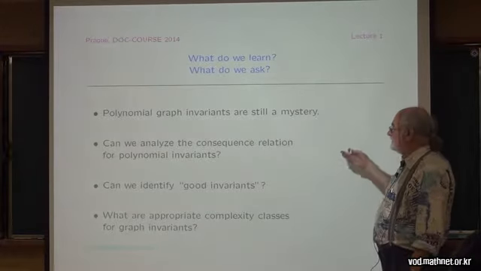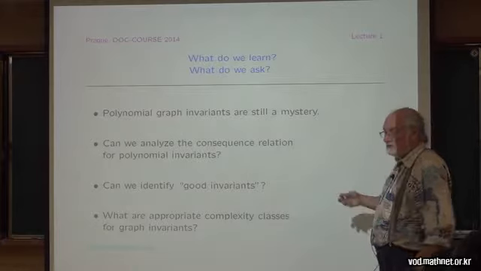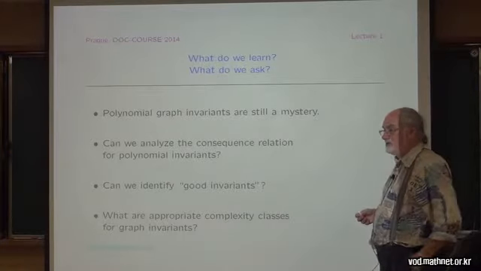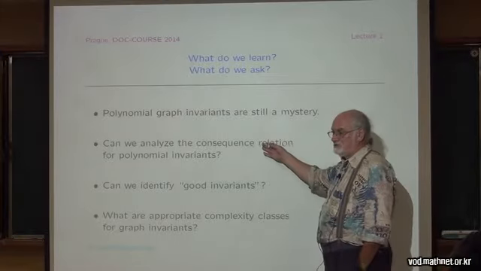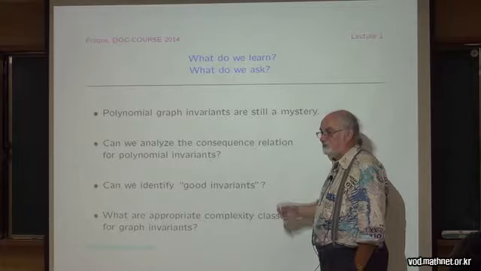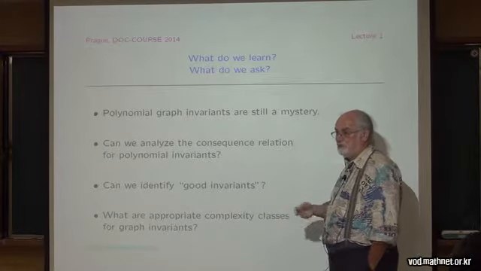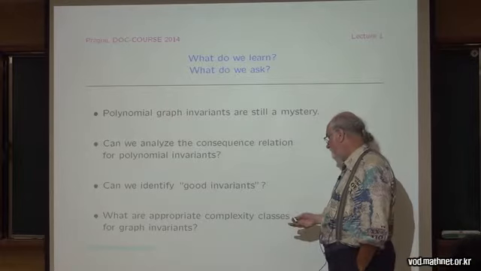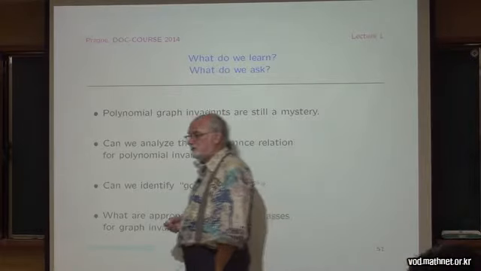So polynomial graph invariants are still a mystery somehow. We have seen that there may be something exciting there. But we haven't looked very seriously at this consequent relation. Can we identify what it means to be a good graph polynomial, a good graph invariant? And then later we can also ask what is the complexity of computing those invariants.